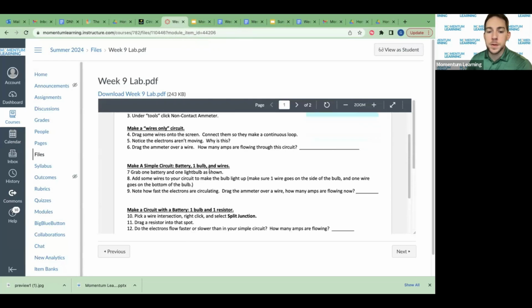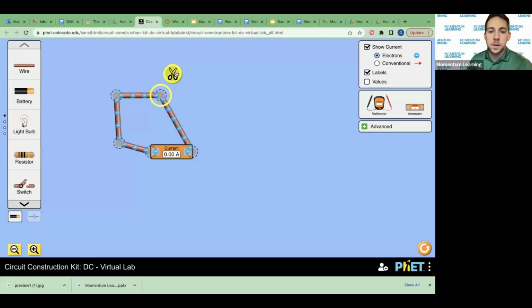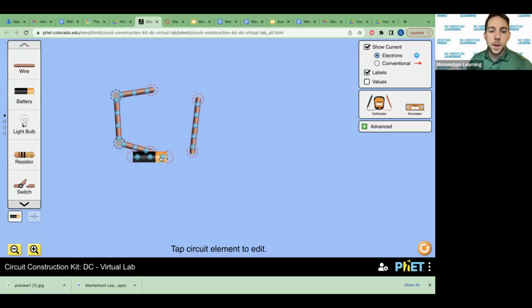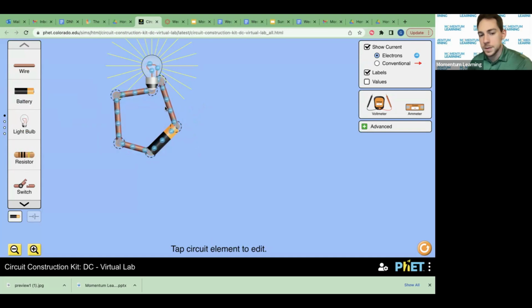Then we build a simple circuit. We need a battery, a bulb, and wires. So we add a few features here. Power source, there's our battery. A light bulb, so we need a device to power, and then we attach it. And sure enough, now the electrons are flowing. There's the electrical current, and our device is powered.